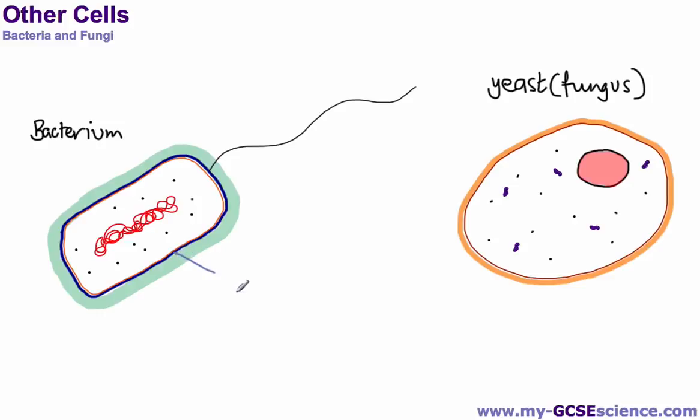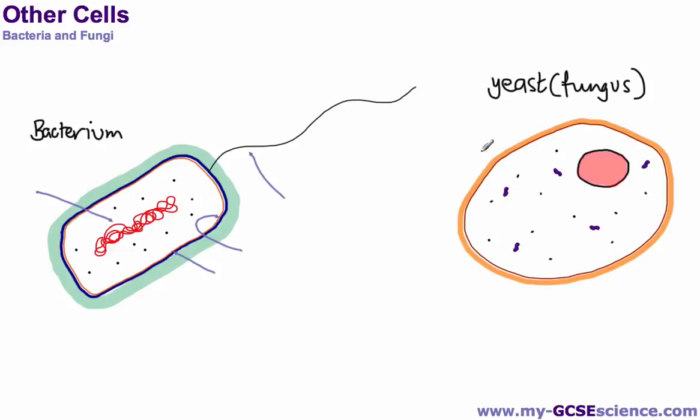There is a dark blue region that I've drawn here, that's the cell wall. We have a loop of DNA, and what you've got to remember is that DNA is not inside a nucleus as it is in animal cells and plant cells. We also have a cell membrane just on the inside of the cell wall there, and we often have a tail-like structure called a flagellum.